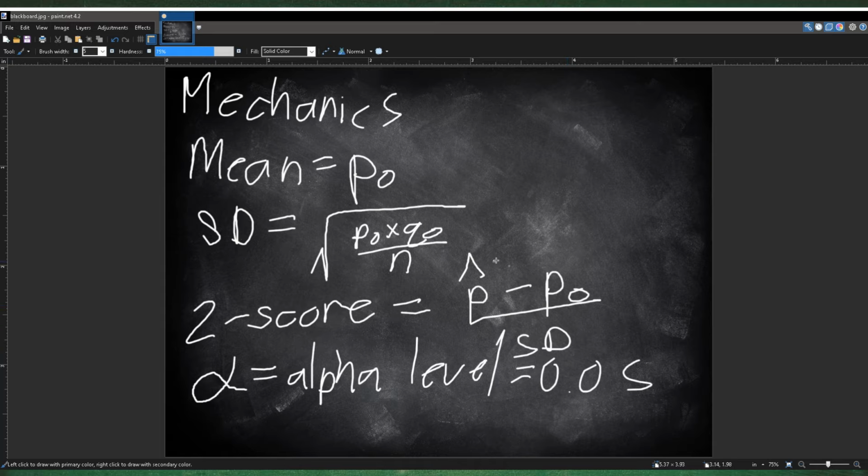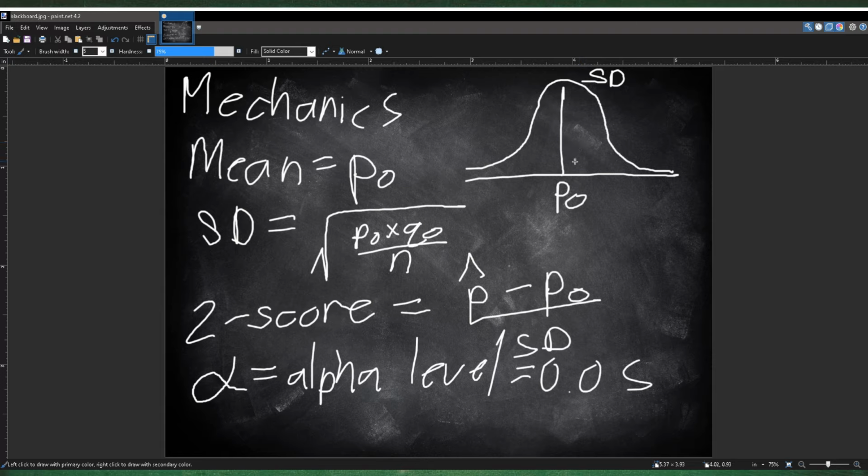And then the last thing you want to do for the mechanics section is draw a picture, and you want to label everything. So you have a Z model, so you're trying to draw a bell curve. Then you write the mean, so the mean is right here, so you just write p0, because the mean is equal to p0. And you don't have to write ticks for every single standard deviation. Usually you just write the number for the standard deviation right here.